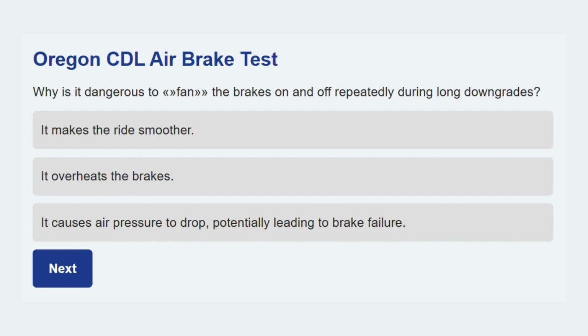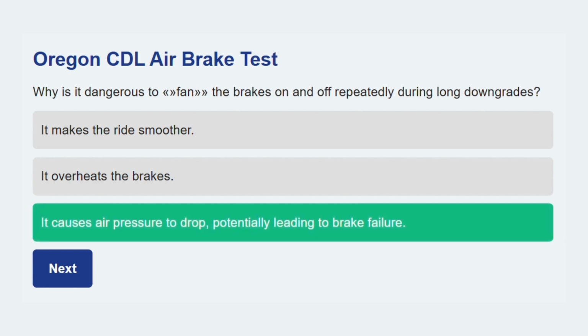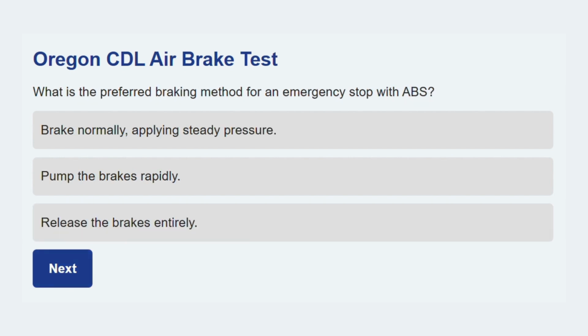Why is it dangerous to fan the brakes on and off repeatedly during long downgrades? It causes air pressure to drop, potentially leading to brake failure. Fanning wastes air and can quickly deplete your air supply.